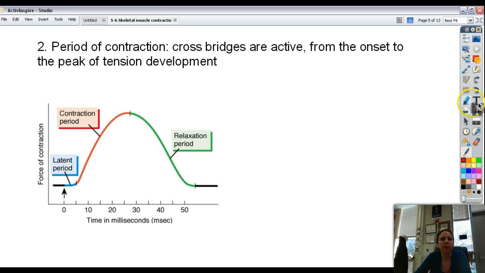So we need to wait until we hit the period of contraction, and that's when the calcium is let out and it goes in, and the actin and myosin are able to attach to each other and start the little crawling process. And so that's what's going on from here to the top of the peak there. That's when the most tension will form inside of the muscle.